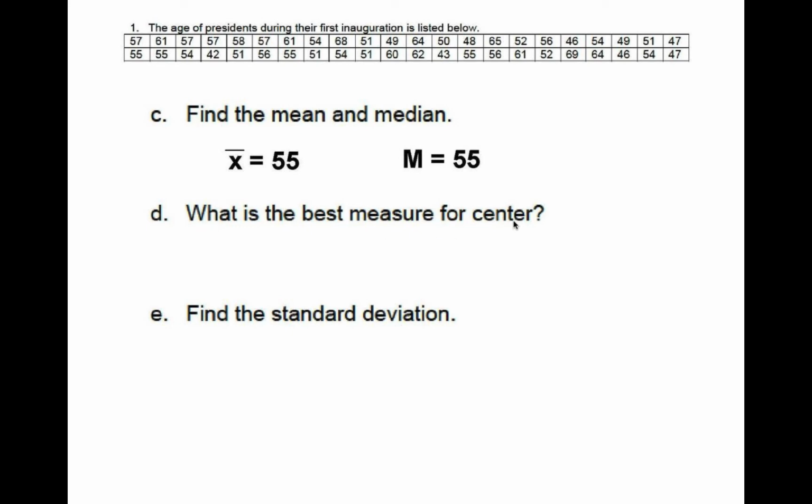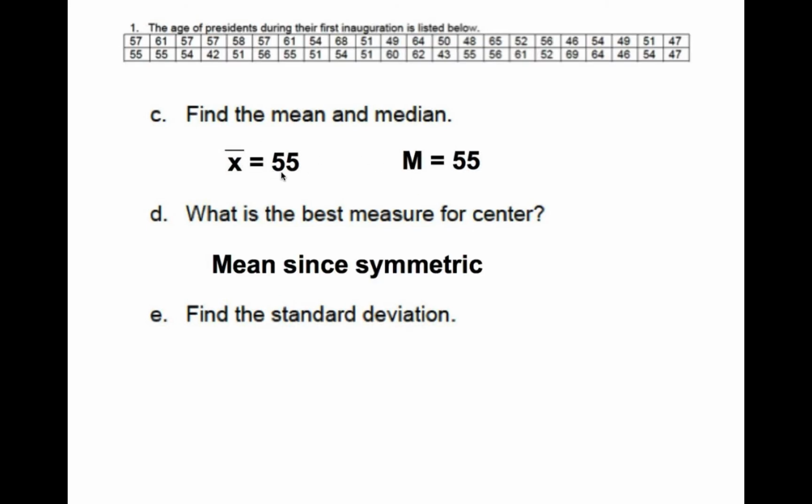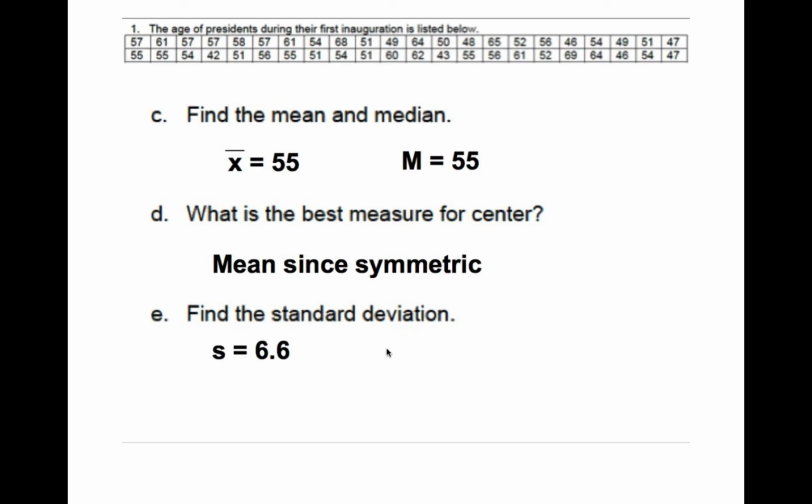So what's the best measure for center? Well, since it's symmetric and bell-shaped and the mean and the median are the same, we would use the mean. If it was skewed, then we would use the median. So this is asking us to find the standard deviation. When you type it into your calculator, find Sx, you get 6.6.